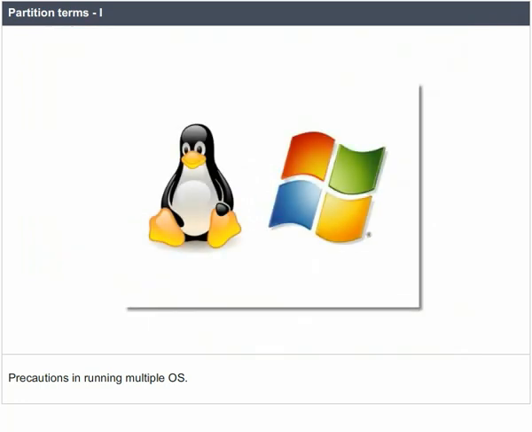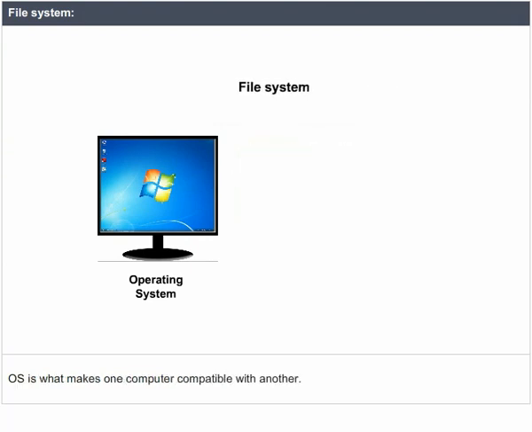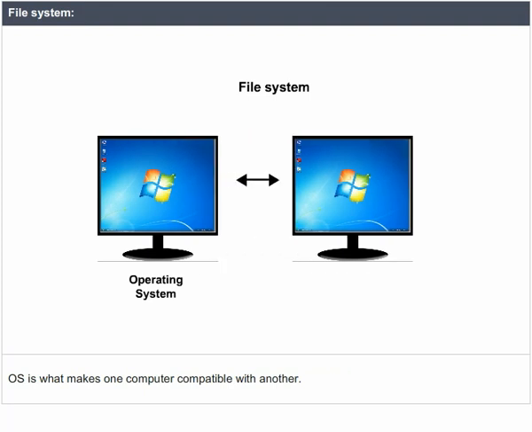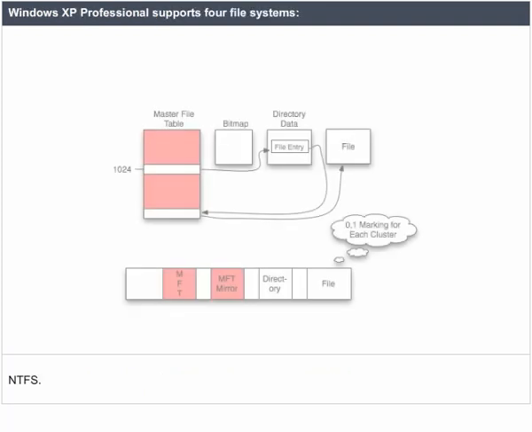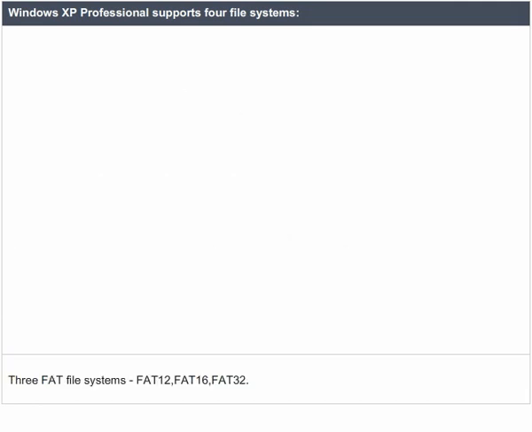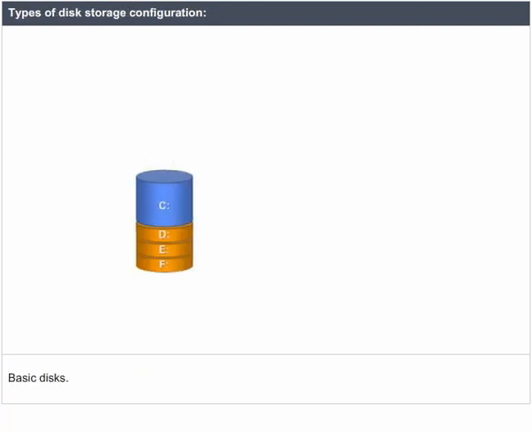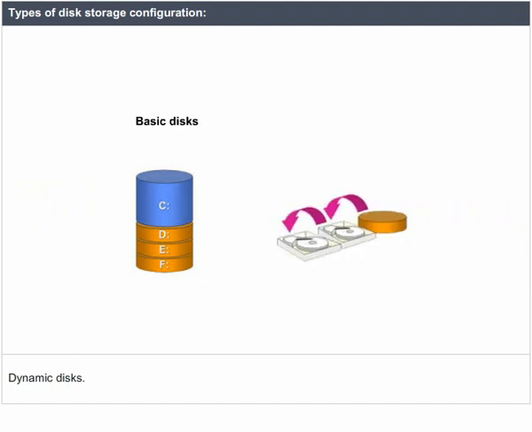Precautions in running multiple operating systems. File system: organizational scheme of an operating system. The operating system is what makes one computer compatible with another. Windows XP Professional supports 4 file systems: NTFS and 3 FAT file systems: FAT12, FAT16, FAT32. Types of disk storage configuration: basic disks, dynamic disks.